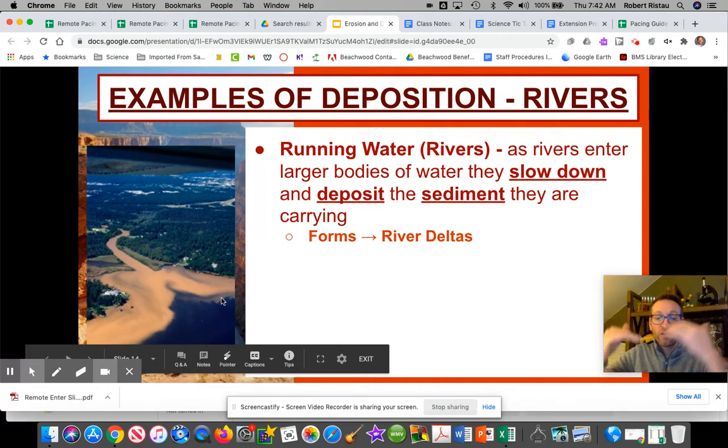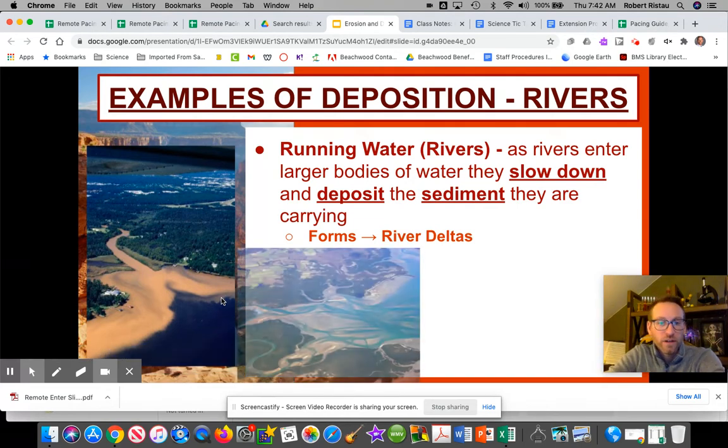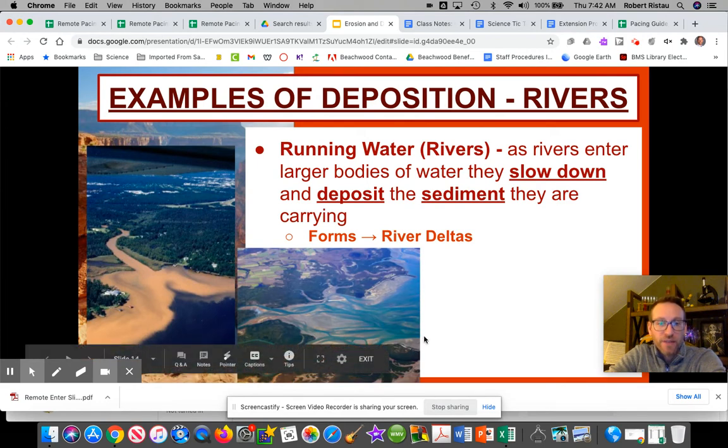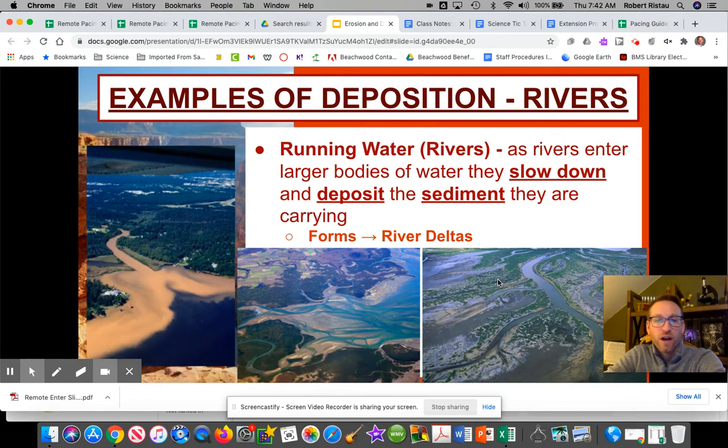And over time, it fills up, and you actually can get the sediment above the water, and you have little pockets of land and things too. So there's another one there. And there you can see, this is actually above the surface of the water now. And you even have some green on here, so some plants have grown over time because the sediment has been there for so long. So river deltas are a big effect of the deposition of sediment when water slows down for the running water.